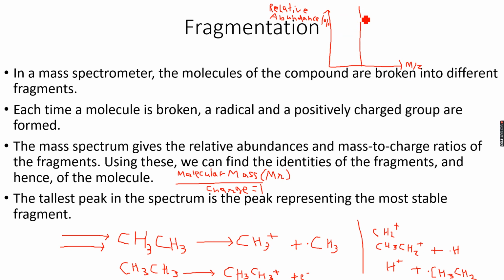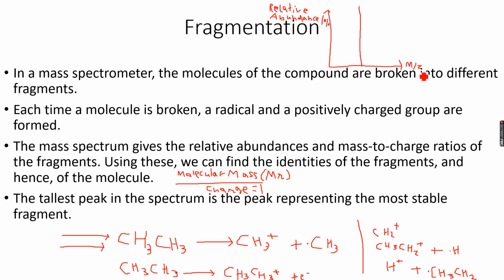So the tallest peak on the mass spectrum basically represents the most stable fragment, and this makes a lot of sense, because the most stable fragment will be most abundant in the sample, and that's why its relative abundance will be the highest. So you must remember that the most stable fragment will have the highest relative abundance, and the y-axis is the relative abundance in percentage.